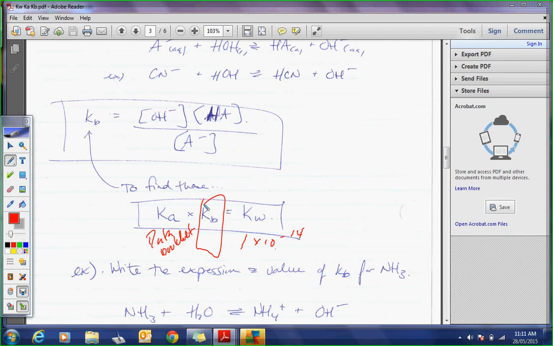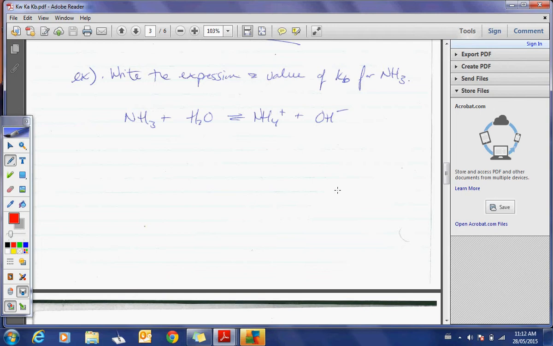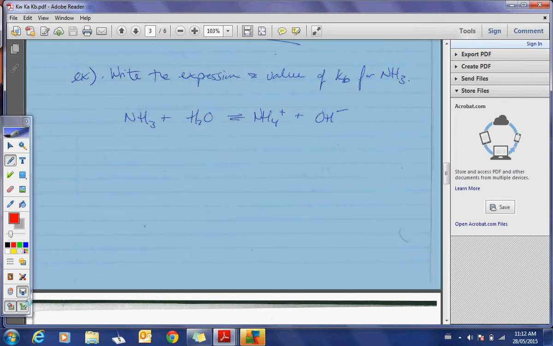Right, so write an expression and value for Kb for NH3. So I've already started it for you. It's your NH3 in water. So the proton is transferred from the water to our base that we're talking about.